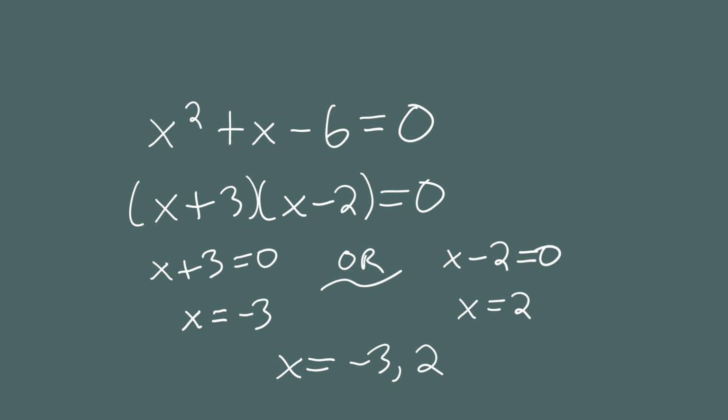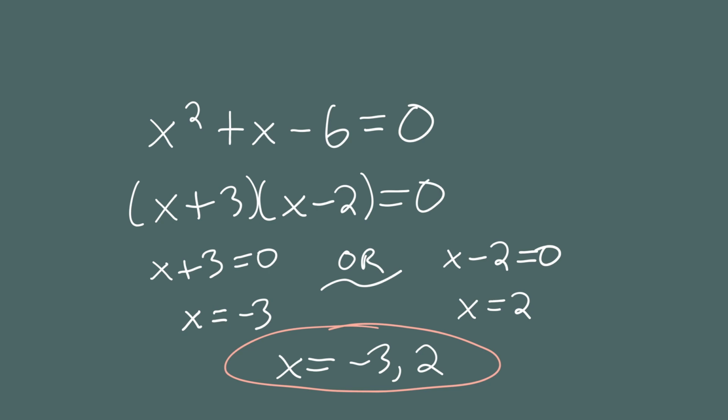The first factor is x + 3, the second factor is x - 2, and each of those is 0 only when either x is -3 or x is 2. So these are the two solutions to that equation. That's how we were able to use factoring to solve this equation.